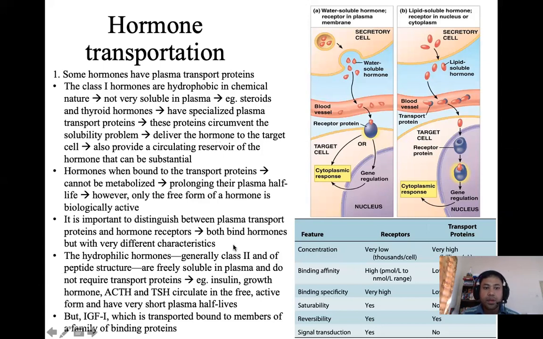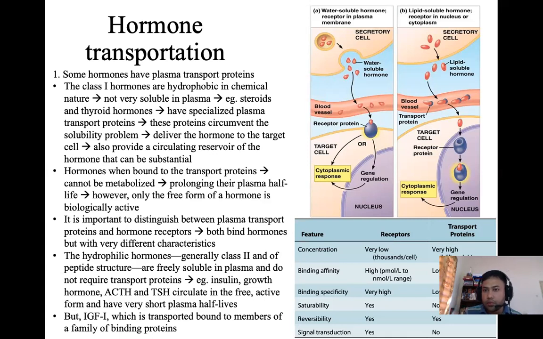Hormones, when bound to the transport proteins, cannot be metabolized. They can only be transferred or transported, and this helps them stay in a very active state. They are not easily metabolized. In other words, they are not easily degraded.